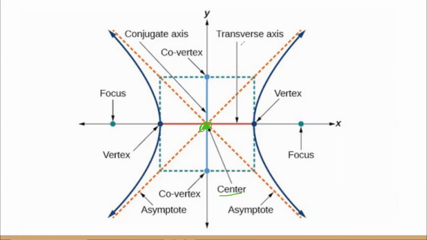All right, then you also have two different types of axes. So you have what's called the transverse axis. All right, that could be horizontal.